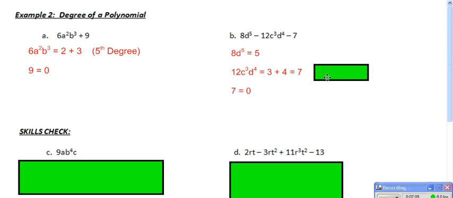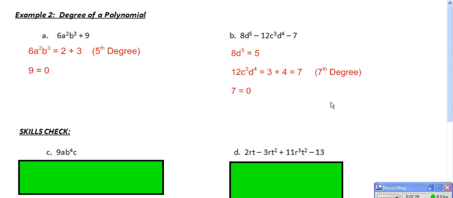And we would call this, well, looking at the degrees here, we have 5, 7, and 0. This would be a 7th degree. And note, on the table above, anything over 5, we really don't have a name for it, so the name is 6th degree, 7th degree, and so on.